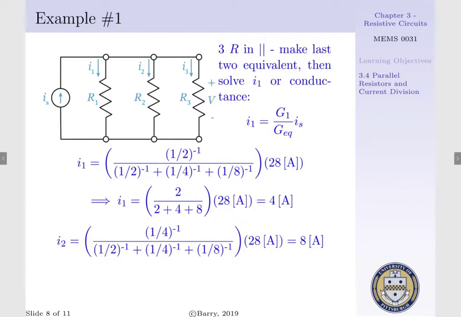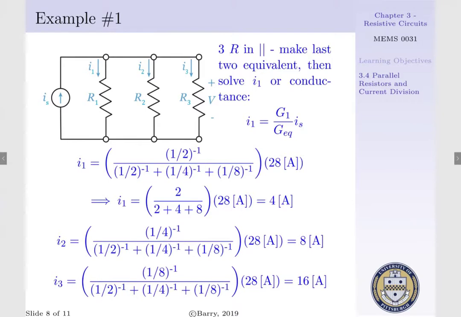Employing the same methodology, I2 would be our conductance G2 per equivalent conductance, which would be 4 per 14 units of Siemens cancel out, times 28 amps, or we'd have 8 amps flowing through I2. Last but not least, I3 would be found by having our conductance G3 in the numerator per equivalent conductance, or 8 per 14 times 28 amps is equal to 16 amps.